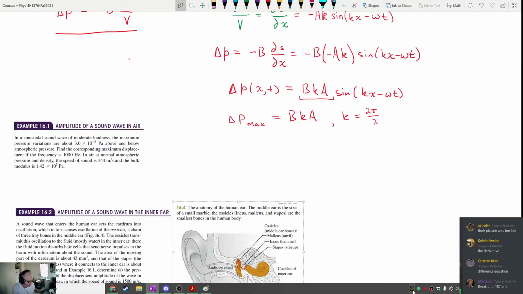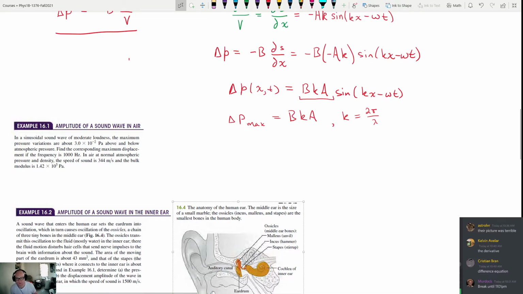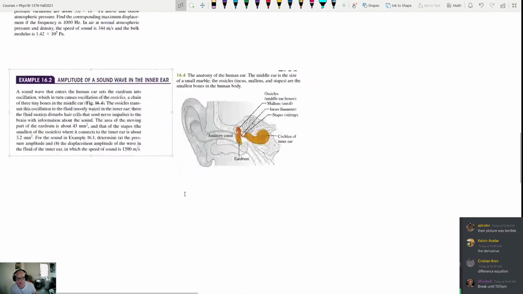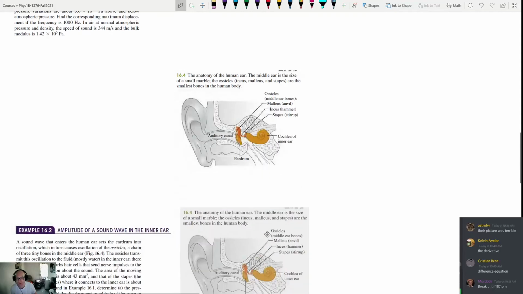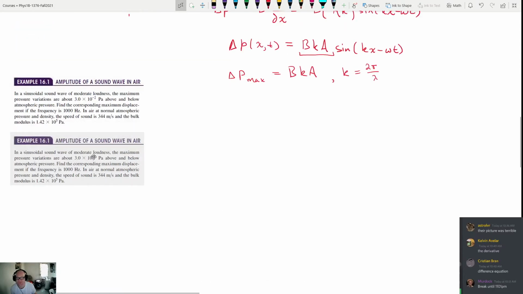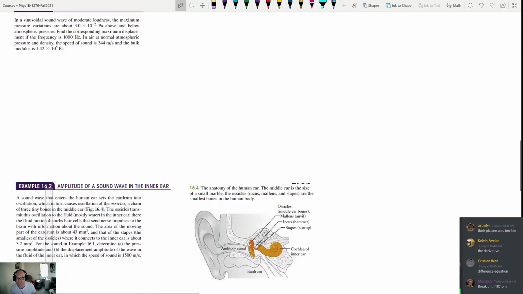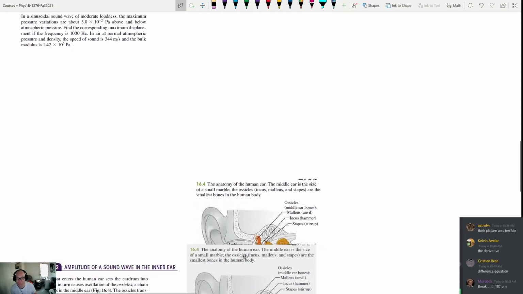Okay, this is the second hour of Physics 1B for December 6th. We just started talking about sound waves, and we're going to do a couple of these problems here. First, we're going to do this one, amplitude of sound wave in air, and then one about the inner ear.